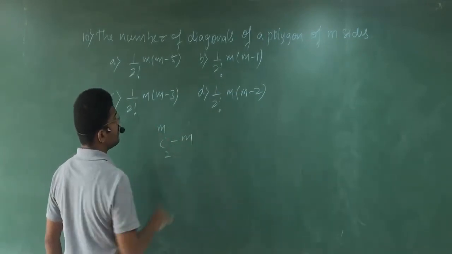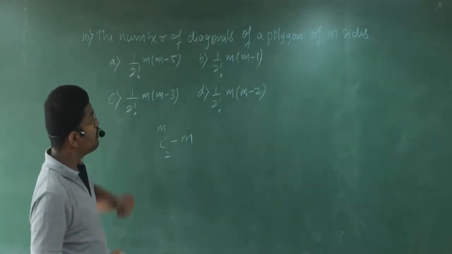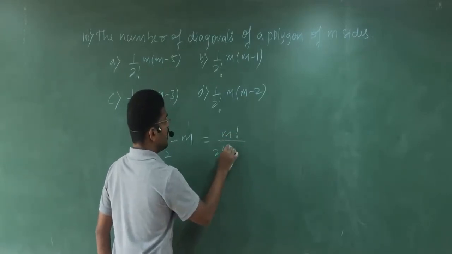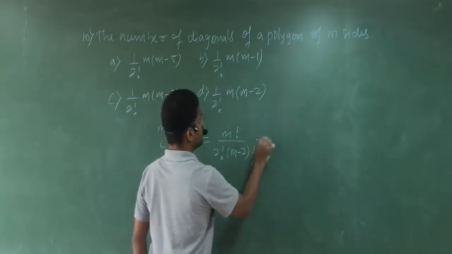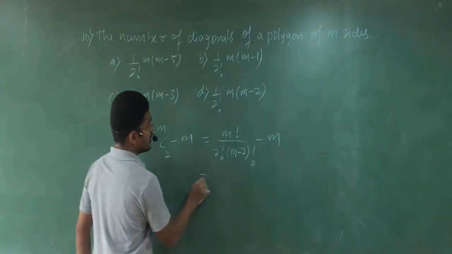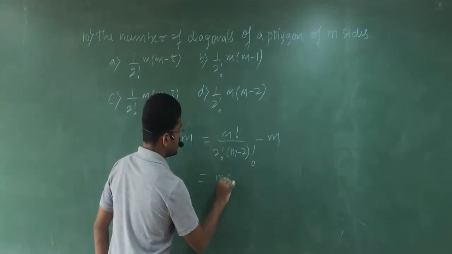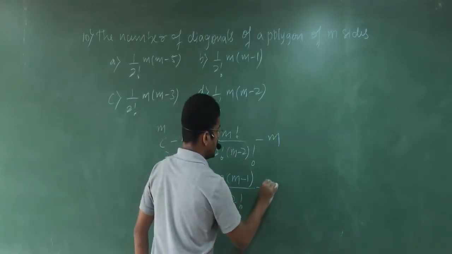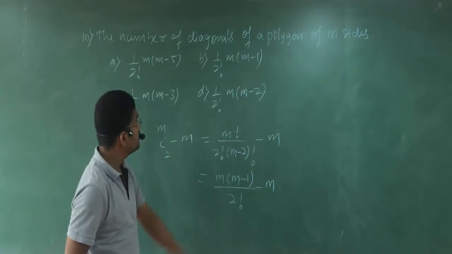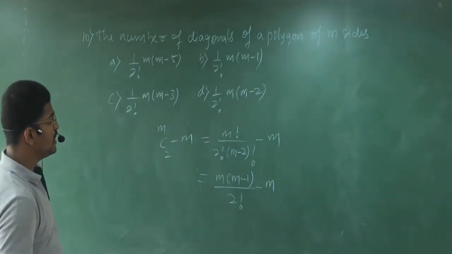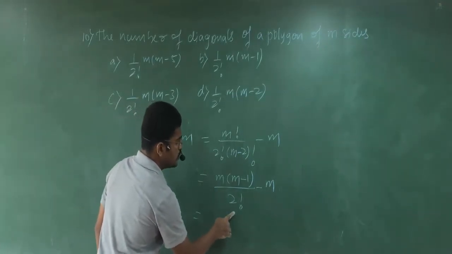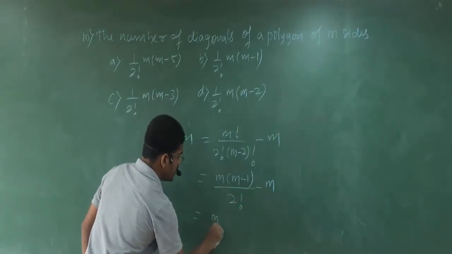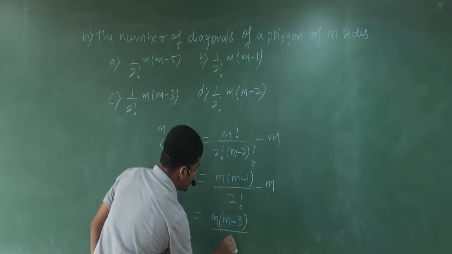MC2 minus m will be the total number of diagonals of the polygon. But we have to simplify this. m factorial over 2 factorial into m minus 2 factorial, minus m. Clear? So if I cancel m minus 2 factorial, it will be m into m minus 1 divided by 2 factorial, minus m. Clear? So if I simplify here, 2 into m will be 2m.